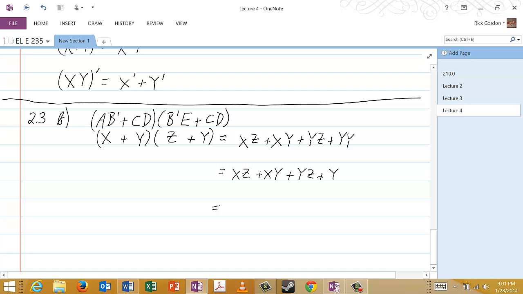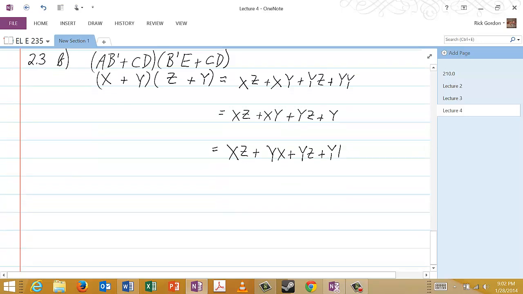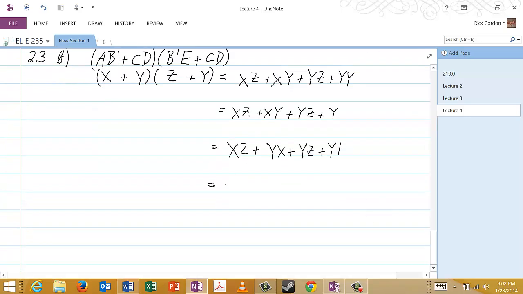Now, let's think about grouping these last three terms together. And we can do that in the following way. We have XY is the same thing as YX. And then YZ I'll just bring down like this. And then we know that Y can be written as Y ANDed with 1. Now you might be wondering why I did that, but it's to set up what I'm going to do next, which is this. I'll factor Y out of those last three terms, and I have X or Z or 1.